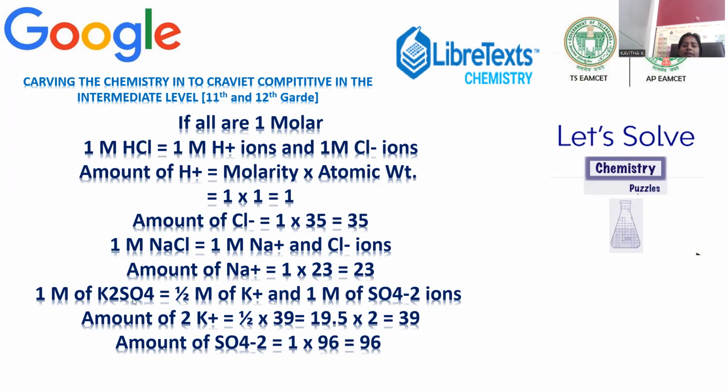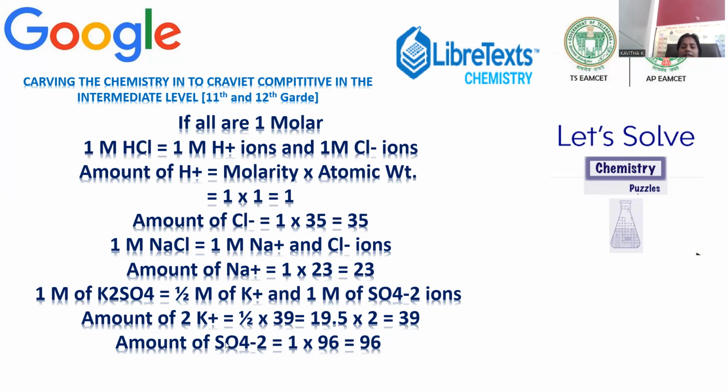In the case of potassium sulfate, potassium moles are 1 by 2 for K plus, and SO4 minus 2 is 1 molar, because 2 potassium combine with 1 sulfate. So 1 potassium becomes half a mole; half into 39 will be 19.5. That is for only 1 potassium. For 2 potassium, 19.5 is multiplied by 2, so the potassium amount will be 39.